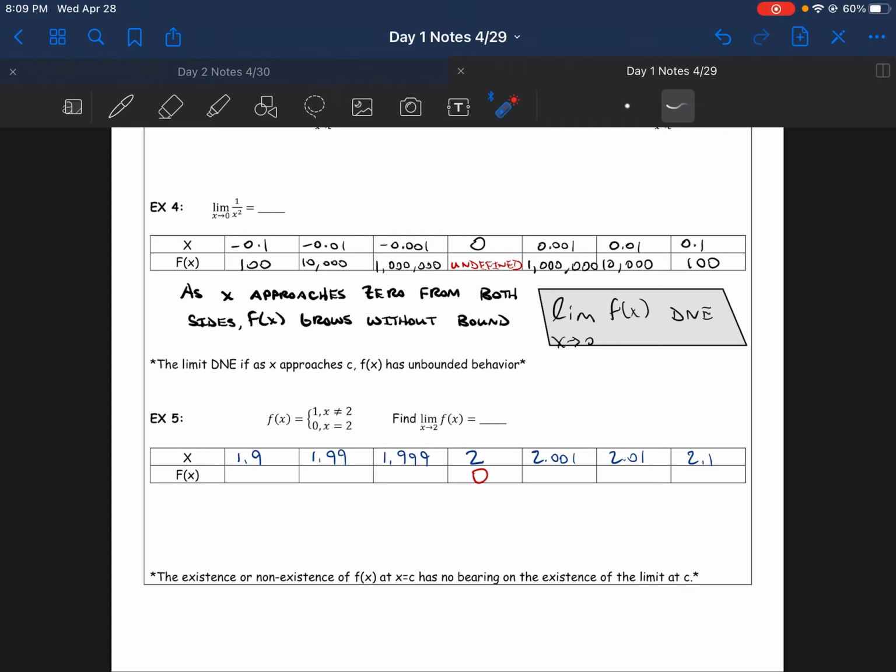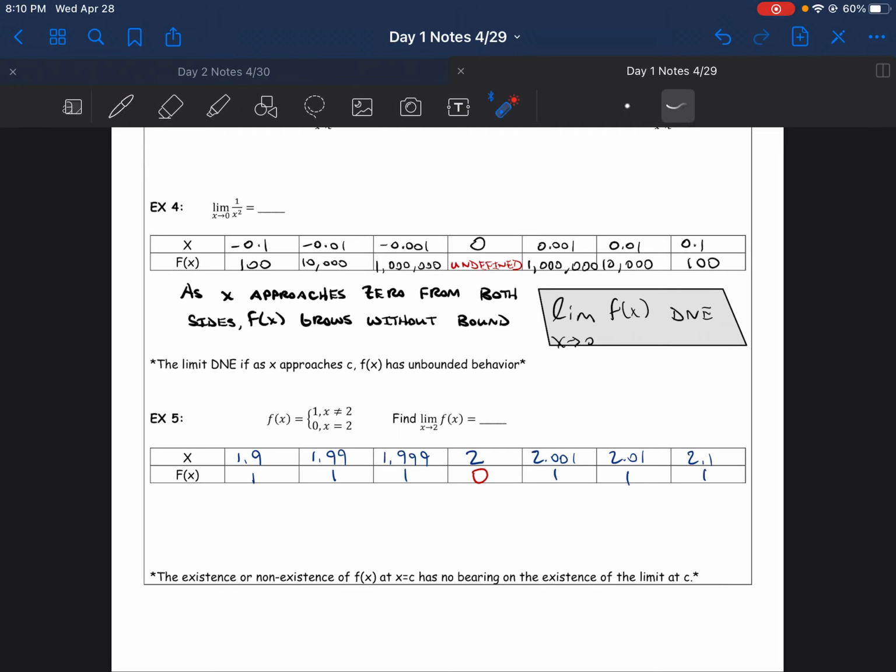But this is really simple to figure out, because if x is not exactly equal to 2, then the function value is just going to be 1. Well, 1.9 is not exactly equal to 2, so the function value is 1. 1.99 is not exactly equal to 2, so the function value will be 1. Same thing with 1.999. 2.001, not exactly 2, it'll be 1. 2.01, not exactly 2, function value would be 1. And lastly, 2.1, again not exactly equal to 2, so the function value would be 1.